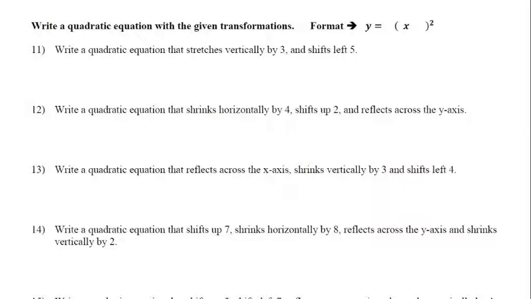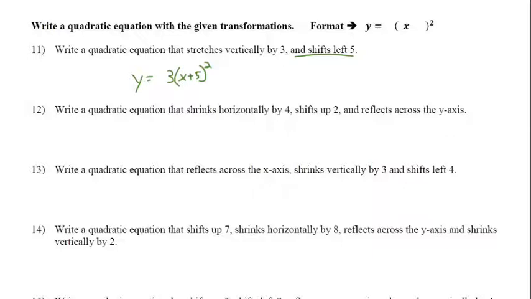We want a quadratic equation that stretches vertically by 3. So we need to multiply the outside by 3. And shifts left 5. So to shift left, we got to be inside. Remember, everything inside is backwards. That's your equation. Okay. Number 12, write a quadratic equation that shrinks horizontally by 4.